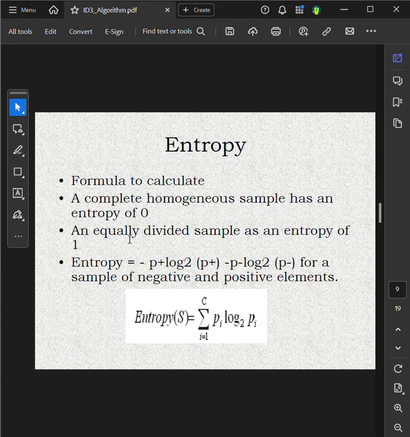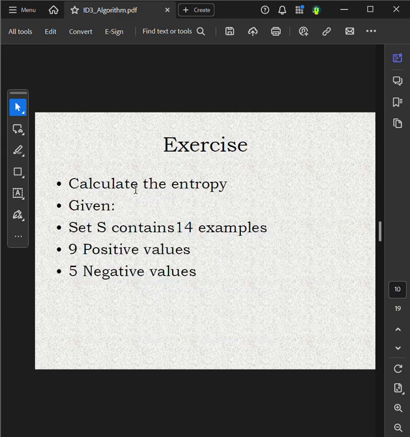Alright, so what is the formula? As you can see, the formula for the entropy is this, where p plus is the proportion of positive examples and p minus is the proportion of negative examples. Alright, let's move on. We'll come back to this later on.